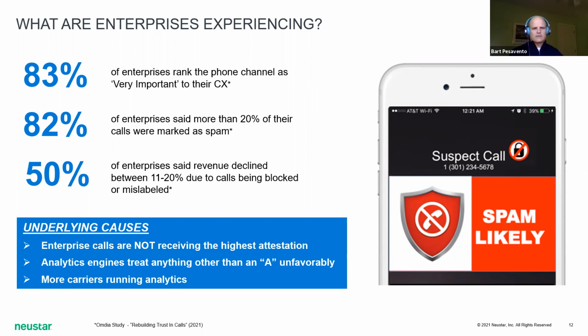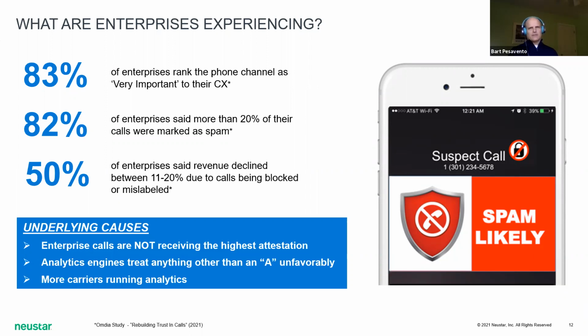The other thing that this study showed is that 82% of enterprises say that more than 20% of their calls are being marked as spam. So these are, for the most part, legitimate calls that are being mislabeled as spam by these analytics engines. And 50% of these enterprises are saying that their revenue has declined between 11 and 20% due to these calls being mislabeled or blocked.